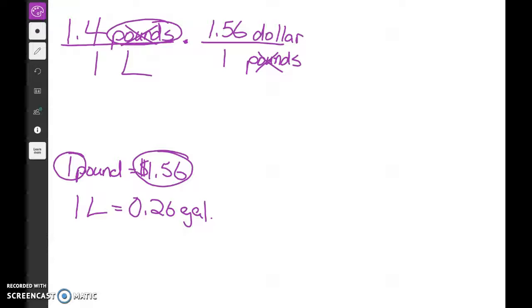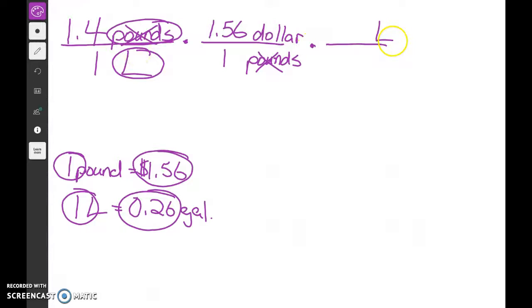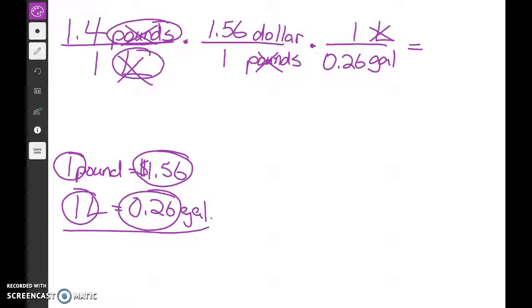We also have 1 liter is equal to 0.26 gallons. Since we have liters on the bottom, we want to put liter on top, that way they're diagonal, and we put gallon on bottom. So we put 1 beside liter and 0.26 beside gallon, since that was our conversion. Then we see if we can get our liters to cancel. 1 liter on bottom, 1 liter on top, so those cancel. Now we're ready to multiply it out. Since our answer is in dollars, we have dollars per gallon.